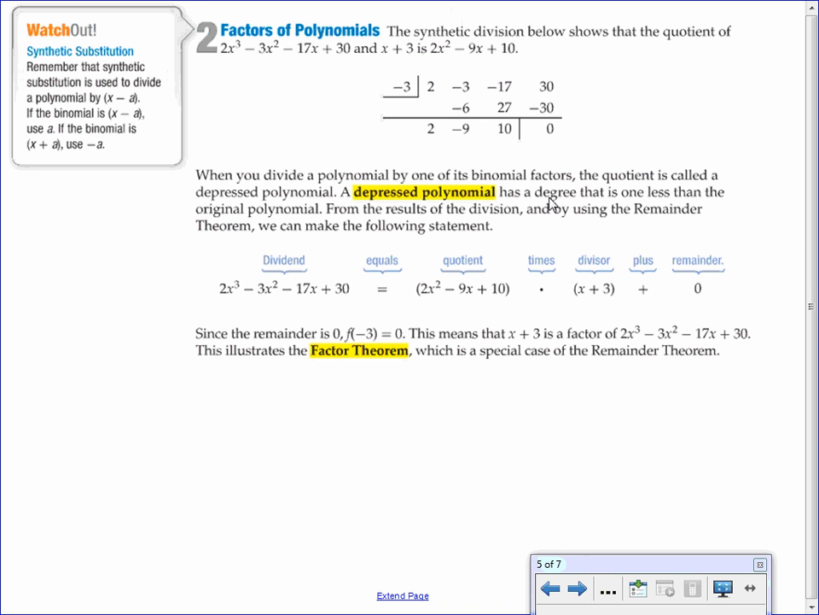Now, we use this to factor polynomials. Remember that if we do our synthetic division and we get 0 as a remainder, then that means that what we divided out was a factor. You can see right here, this is called a depressed polynomial. These things right there are going to be 1 degree less than what you originally had. So this represents 2x squared minus 9x plus 10. And we divided it by x plus 3. And since there's no remainder, if you were to multiply these two together, you would get this.